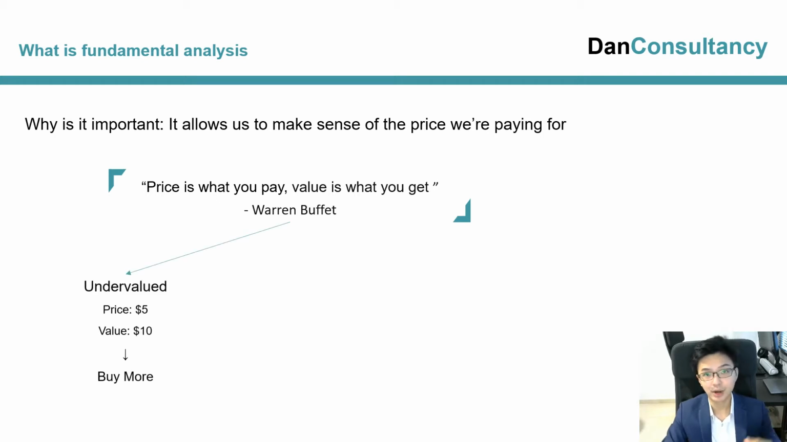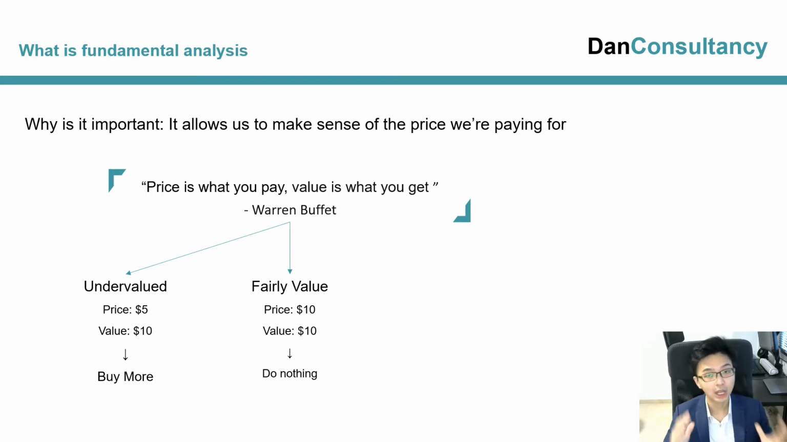If the investment is priced at $5, but it is valued at $10, the investment is considered to be undervalued and we should buy it. If the investment is priced at $10 and is valued at $10, the investment is considered to be fairly valued and we should do nothing to it. If the investment is priced at $15 and is currently valued at $10, the investment is deemed to be overvalued and we should sell it off.